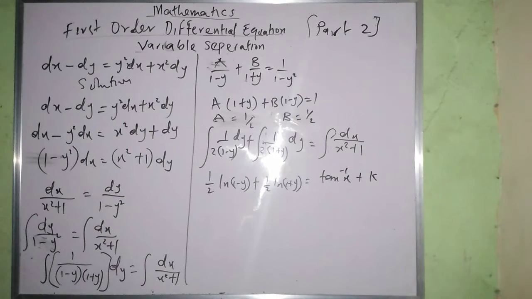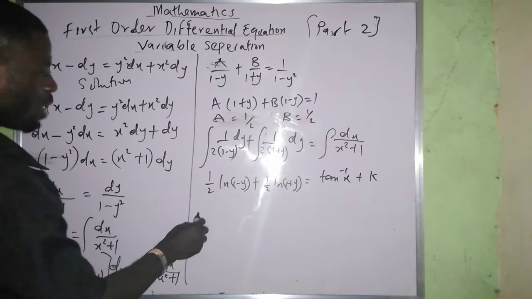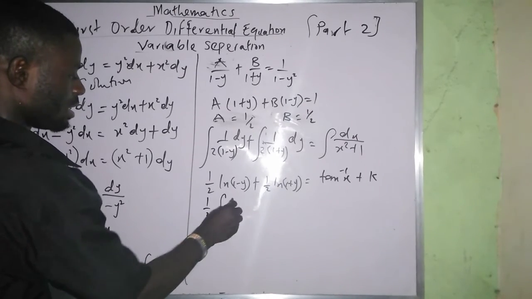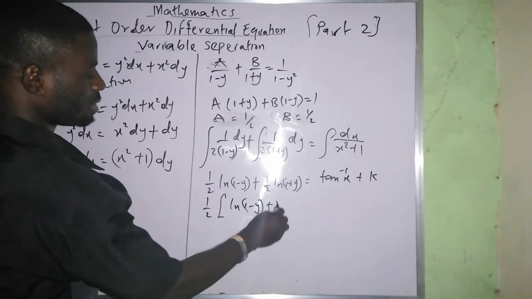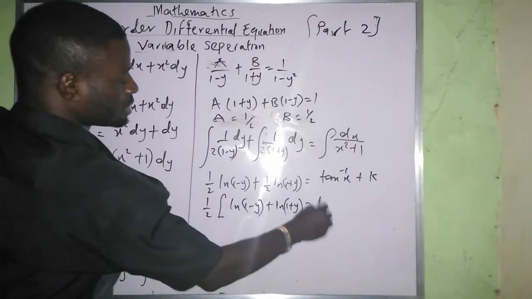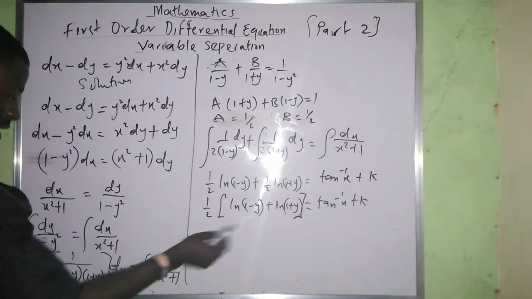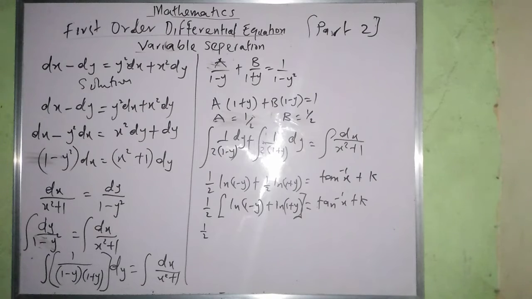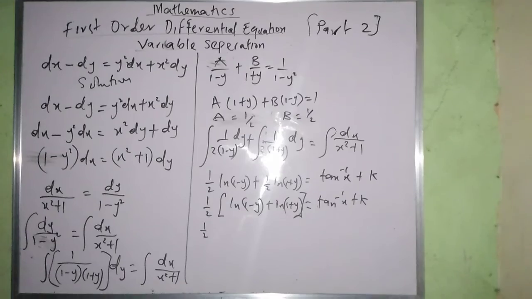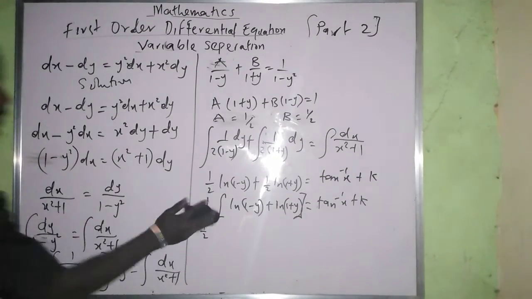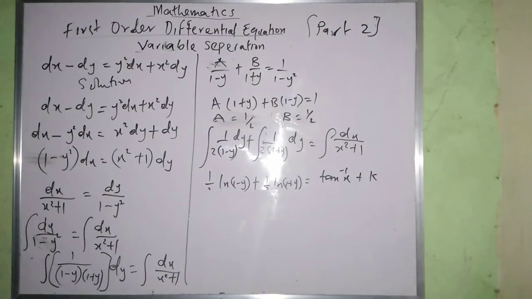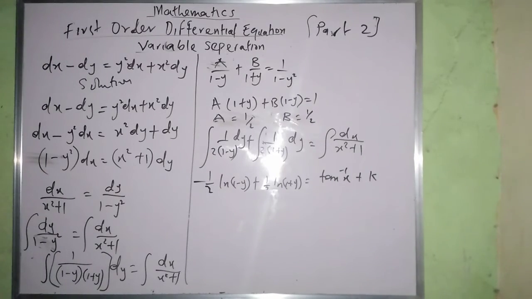Since I have that, I have a problem here. I can say 1 over 2, bracket of ln(1 minus y) plus ln(1 plus y) equals tan inverse of x plus k. Now, what is attaching them is addition, the operation plus. Is there any minus here that time? When we run through the partial fraction, I made a mistake somewhere. I didn't obey the rules of integration here.